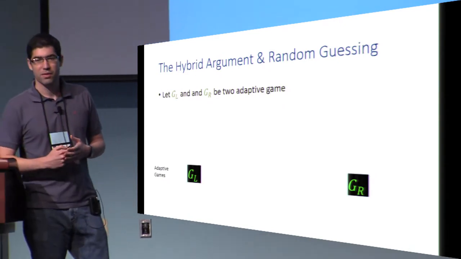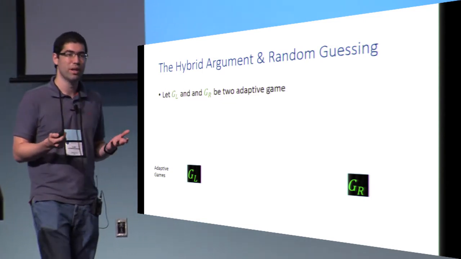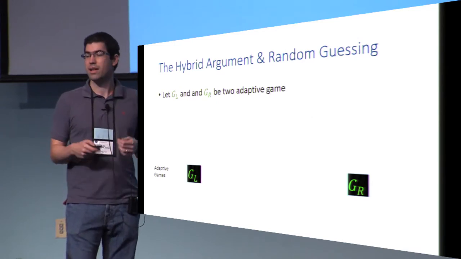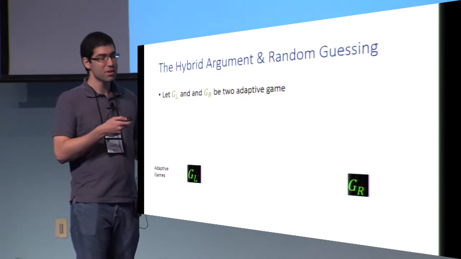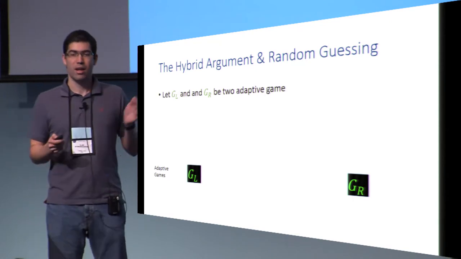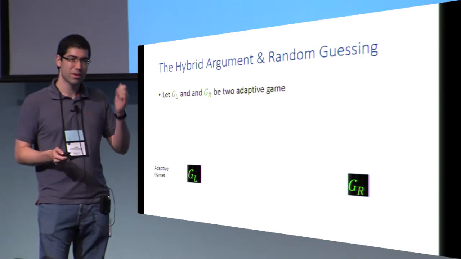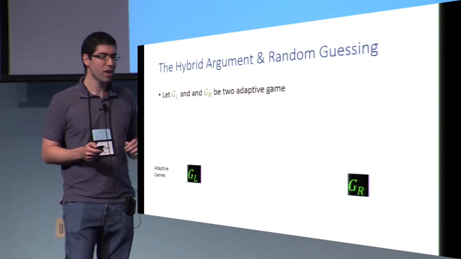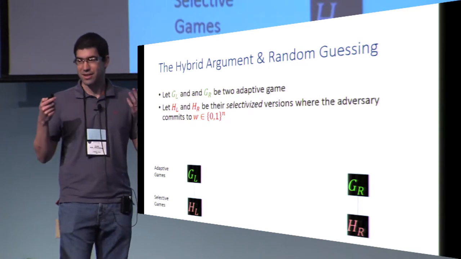I would like to spend a couple of slides on the framework. There is a very classical, very trivial way to take a selectively secure protocol and make it adaptively secure. It's usually a combination of a hybrid argument and guessing. So here's how it works. Think of two games, G left and G right, GL and GR. They're adaptive games. Keep in mind adaptive Yao garbling as an example. We want to prove that they're indistinguishable. So what we usually do is we selectivize them.